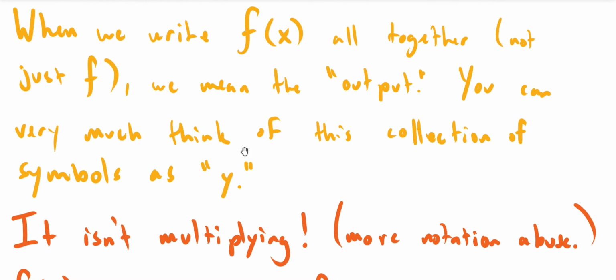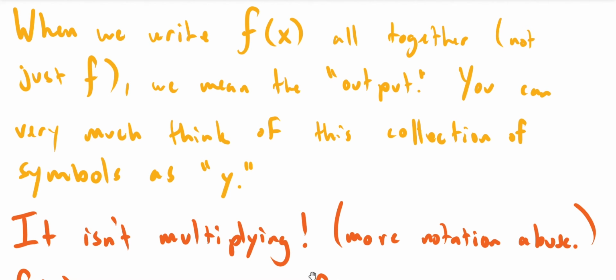Now, very specifically, even though it's a parenthesis next to another letter, it's definitely not multiplying. This is why I wanted to stress that f is not a variable, it's a function, right? That is notation abuse, a use of parentheses in a weird way.